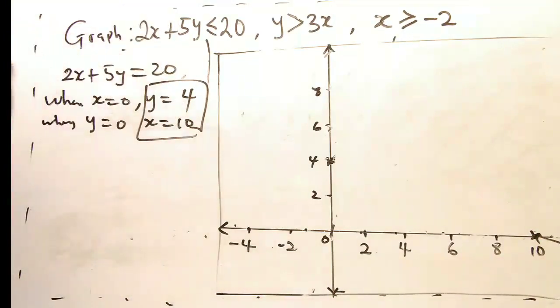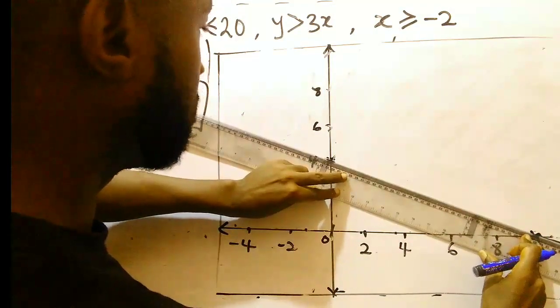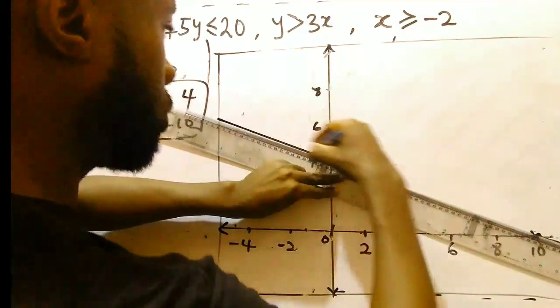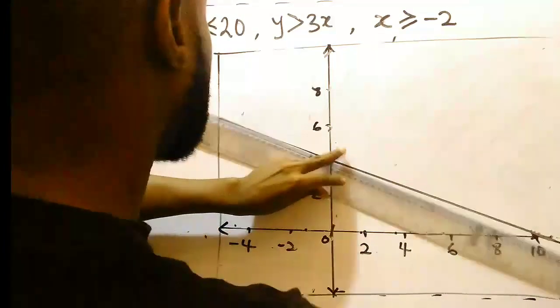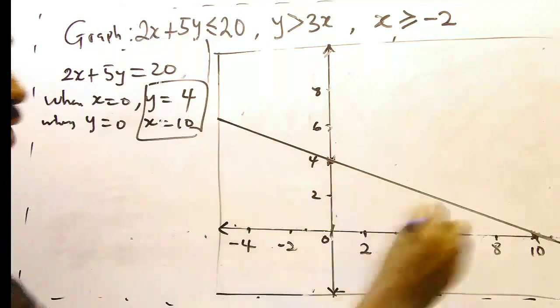I'm going to join these 2 points now with a straight line, and my straight line is going to be a solid line. Remember, because of this symbol here, I'm using a solid line.